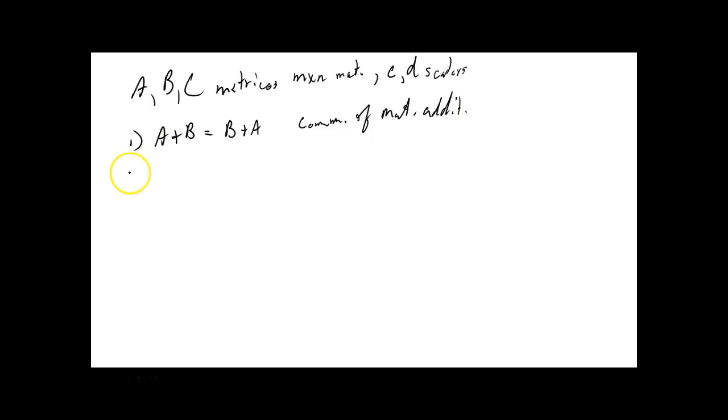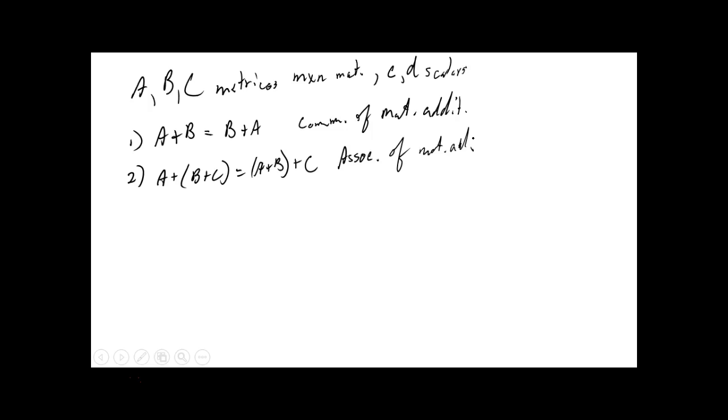Okay? Number 2. A plus B plus C is the same as A plus B plus C, grouped differently. That's the associative property of matrix addition. Okay, get it right.